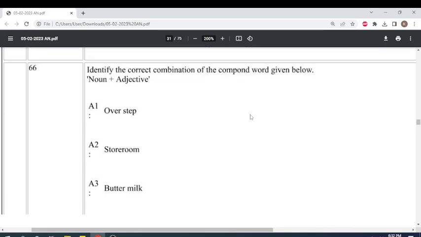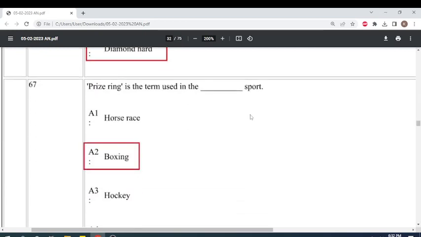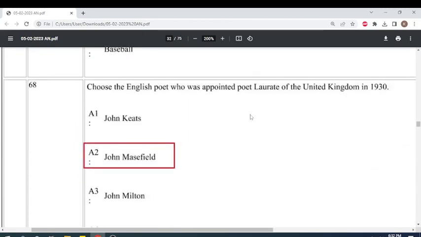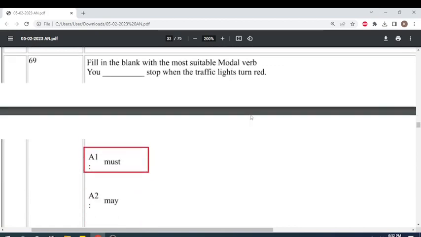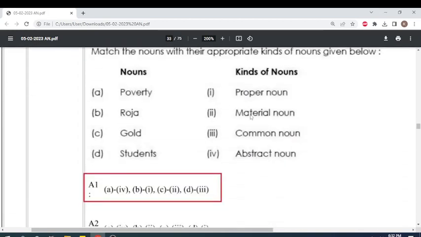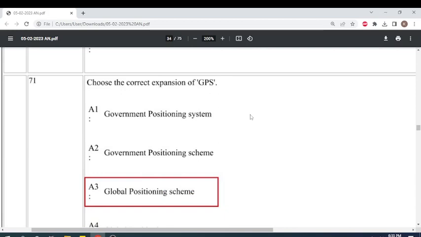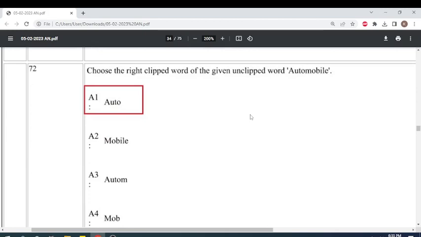66 question answer A4. 67 question answer A2. 68 question answer A2. 69 question answer A1. 70 question answer A1. 71 question answer A3. 72 question answer A1.